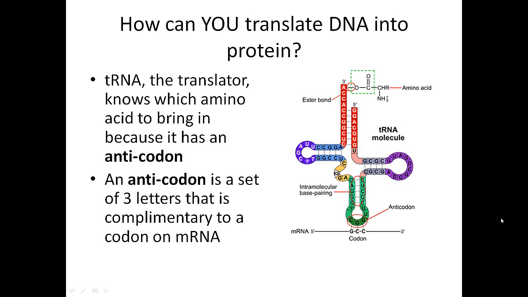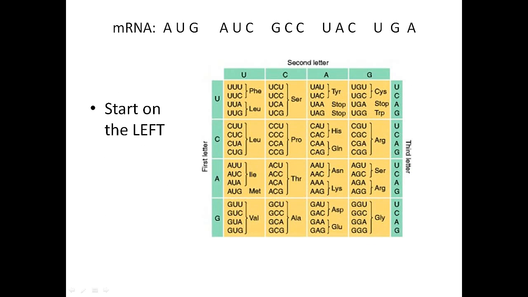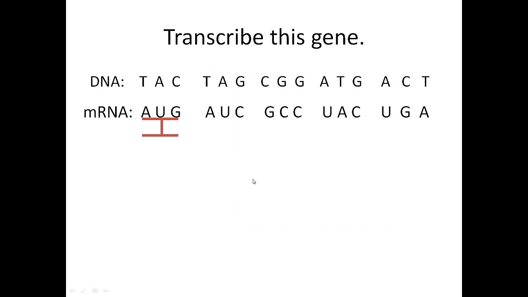Again, if you're using the wheel, you always start in the center and work your way out. If you're using the table, you start on the left, you go up to the top, and then you go to your third letter and you find where it is. Redundancy, more than one way to get most of these amino acids. Please note that this right here is ILE, not LLE. So let's translate this gene.